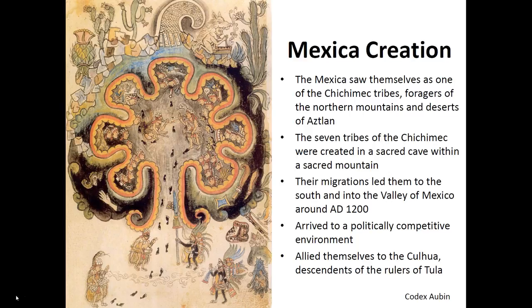In the Valley of Mexico, there were many independent city-states that competed against each other, and they allied themselves to the Culhua, who lived in the southern end of the Valley of Mexico, and claimed their right to rule because of the descent of the royal families of the Culhua from the rulers of the earlier center of Tula. Tula was the successor to Teotihuacan. After Teotihuacan fell in the 700s, Tula emerged in the AD 1000s and ruled until about the mid-1100s before it collapsed, leading to this fragmented and competitive political environment that the Aztec entered into.